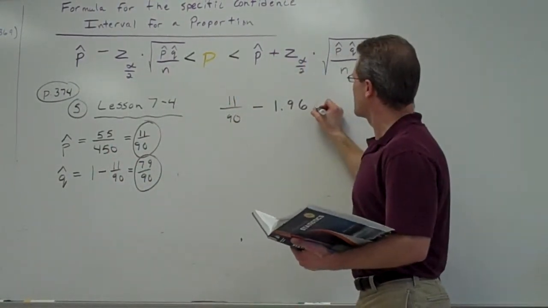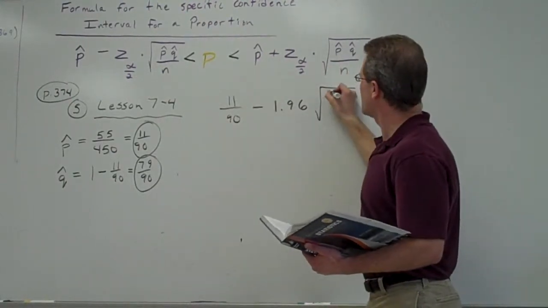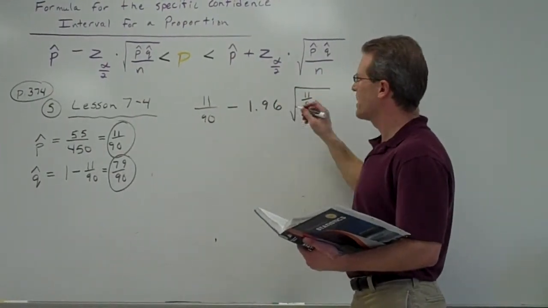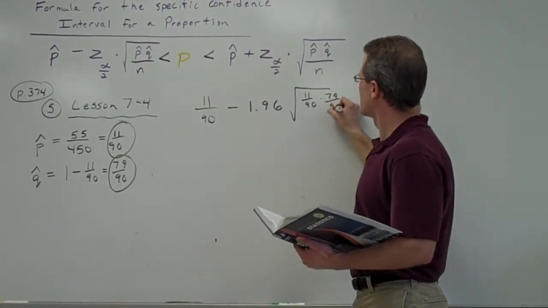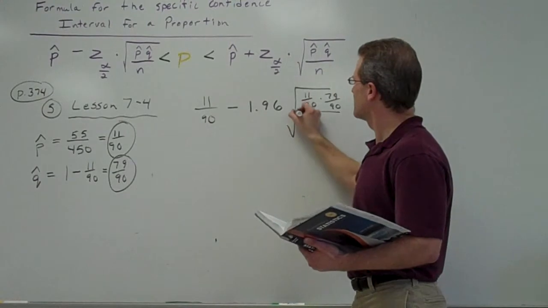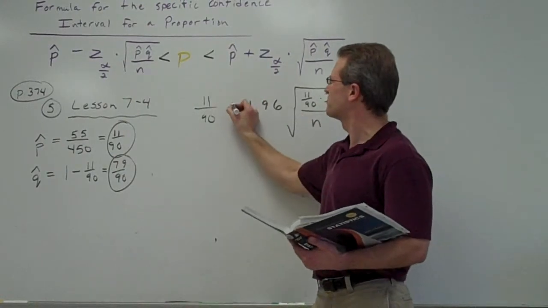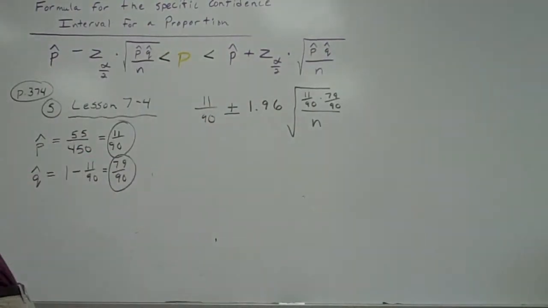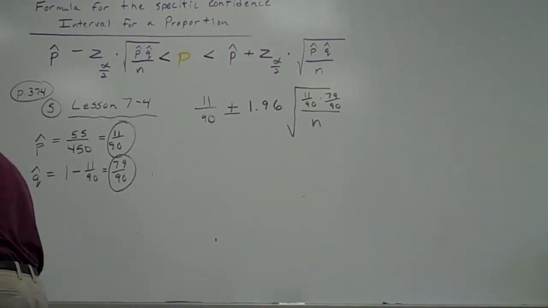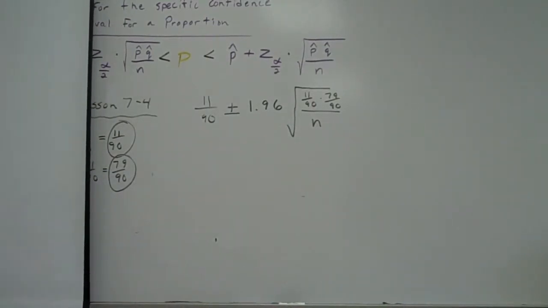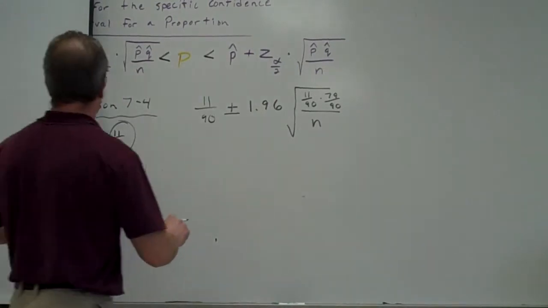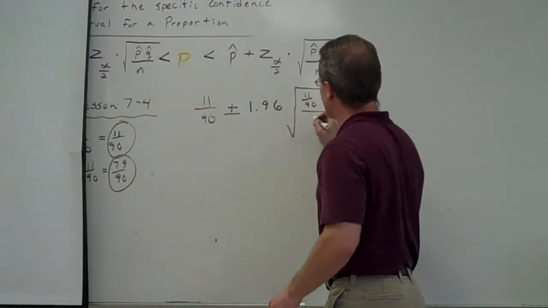Next, we're going to go times the square root of P hat, which is 11 90ths, times Q hat, which is 79 90ths, divided by this N. And then on the right side, the formula is the same thing, but instead of a minus, we have a plus. So we're going to type that into our calculator, once for the plus, once for the minus. Very similar to what you've done in the past. Just the symbols are a little bit different. Did you show N? Oh, yes. N is 450. Sample size is 450. Thank you.